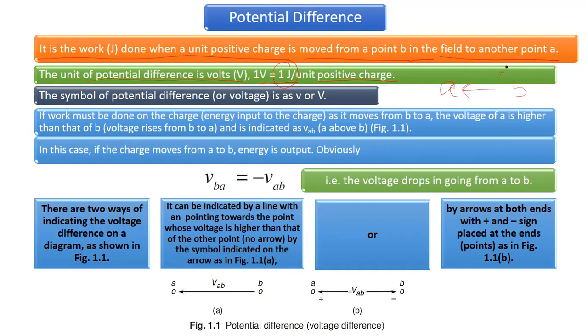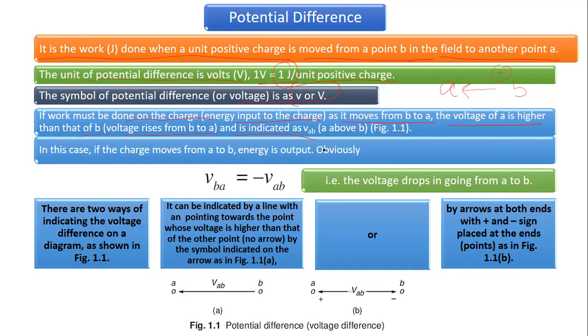So if you are bringing a unit positive charge from a point B to point A, the amount of work done is basically termed as potential difference. The symbol of potential difference, which is also known as voltage, is given by either small v or capital V. Now, if work must be done on the charge, that is, energy input to the charge as it moves from point B to A, the voltage of A is higher than that of B. That is, voltage rises from B to A and is indicated as VAB.